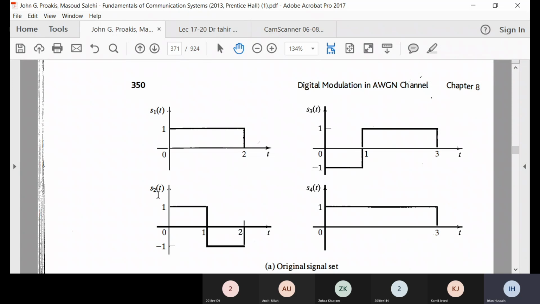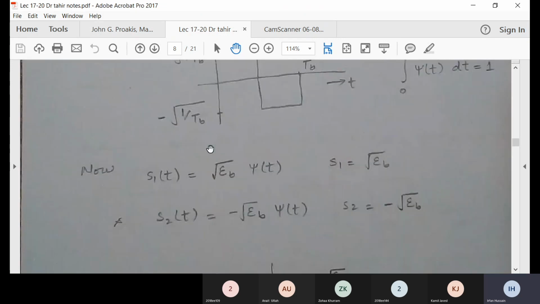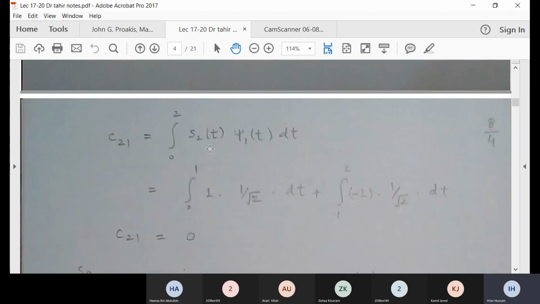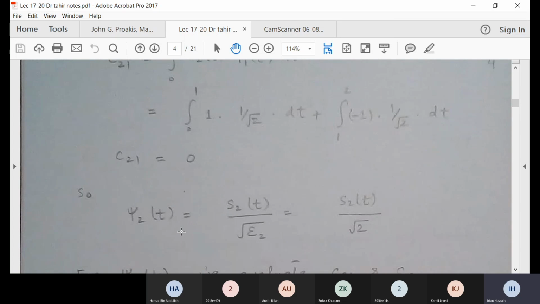Similarly, you then find psi2 from S2, but for that, first of all, you delete the projection of S1 onto S2. After deletion, once you take the dot product of S1 with S2, you can very well see it comes out to be 0. So there was no projection. You can see in the notes also. The projection of S2 on psi1 was 0, so there was no need for any subtraction.